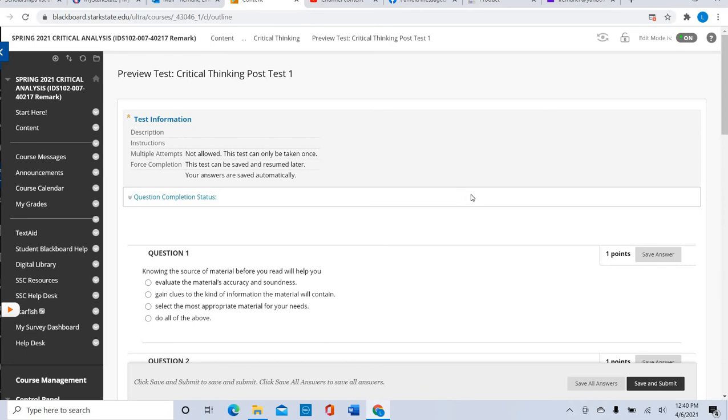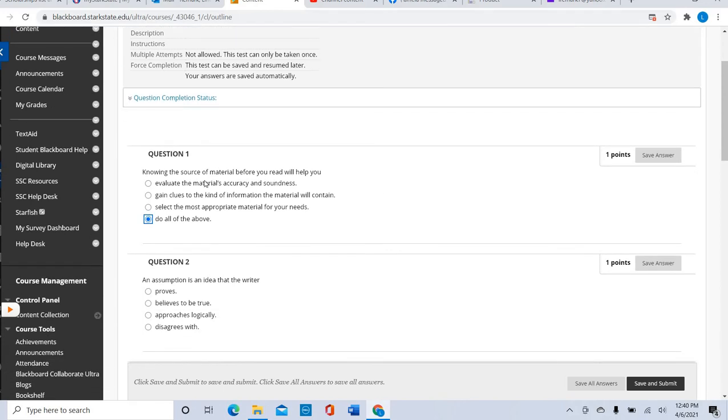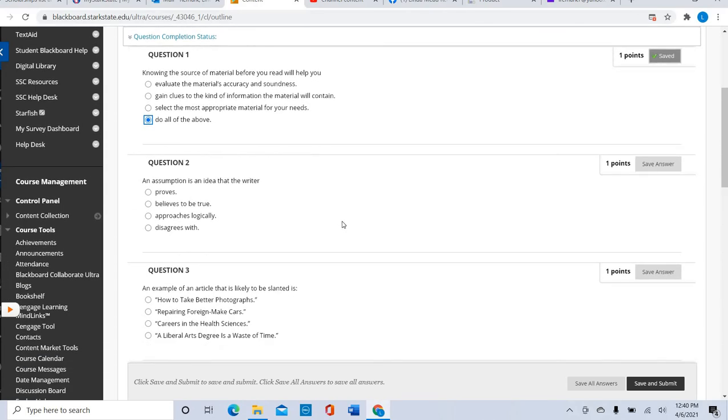All right, number 1, knowing the source of material before you read will help you do what? Will it help you evaluate the material's accuracy and soundness, gain clues to the kind of information it will contain, select the most appropriate materials, or all of the above? All of it. Knowing where the information is coming from, who wrote it, is going to help you do all 3 of those things.